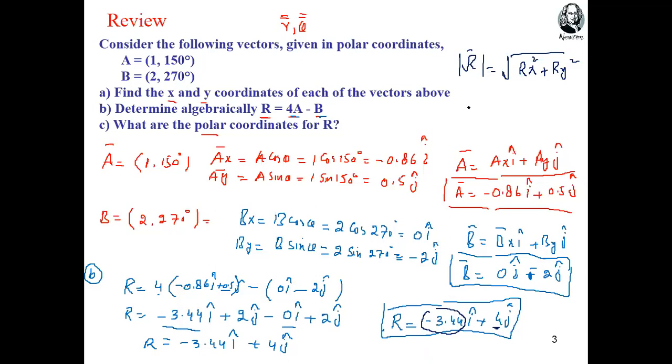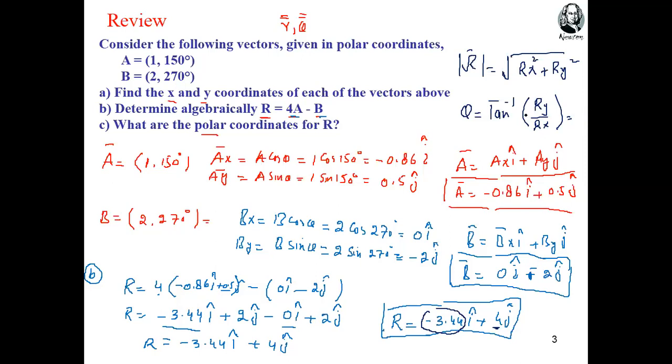Same, how we can find theta? So theta, we know that theta is equal to tan inverse of Ry component divided by Rx component, where Ry is 4 divided by minus 3.44, so this will give you angle. Clear?